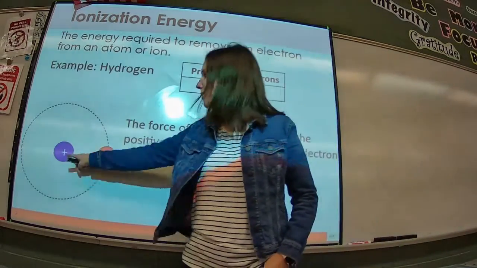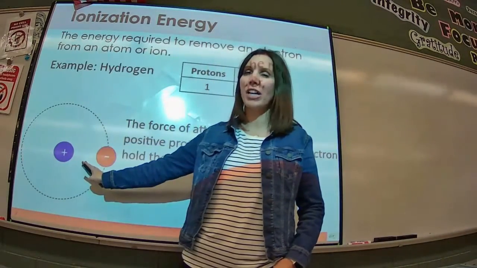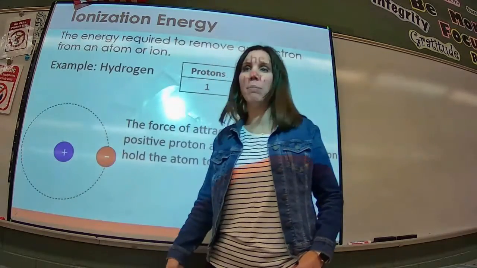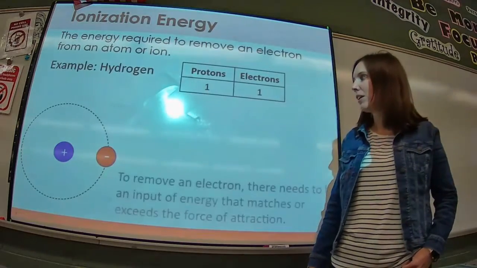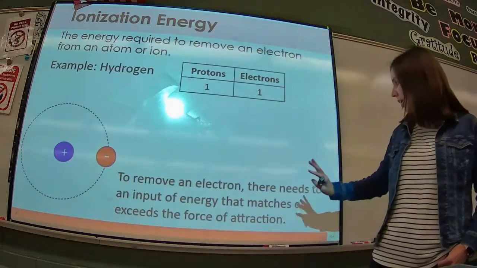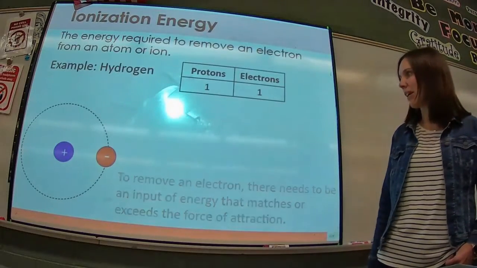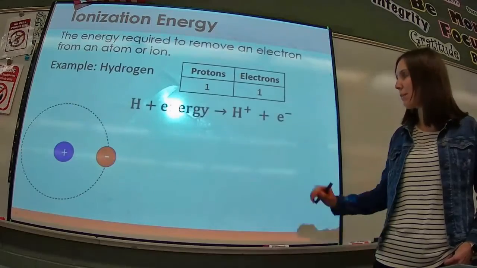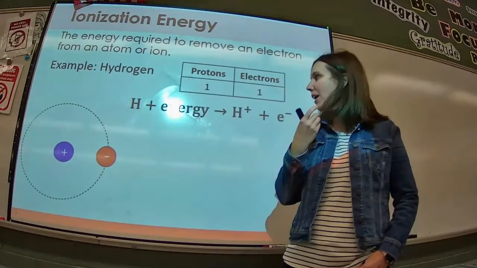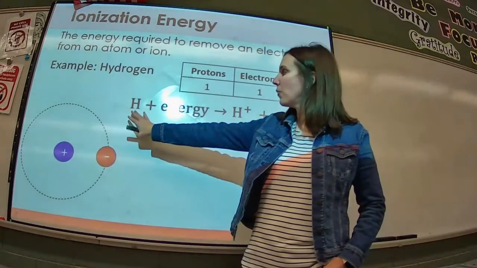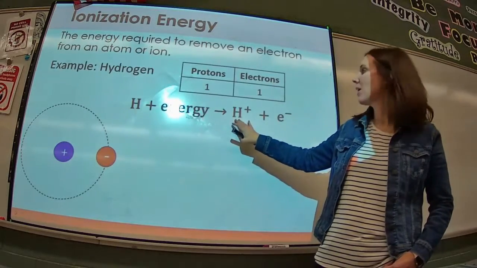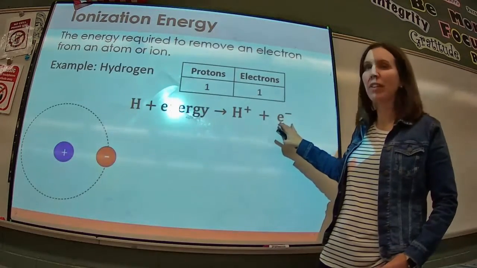If we want to pull these apart, we have to interrupt that attractive force. We have to break that attractive force. So that requires an input of energy. So energy has to go in order to remove an electron. So to remove an electron, there needs to be an input of energy to make that happen. Okay, so a zap of energy. When that happens, we can express that as a reaction, right? So the hydrogen atom plus energy is going to give us a hydrogen ion plus a free electron.